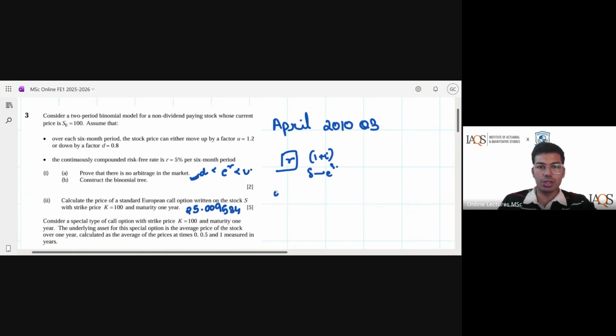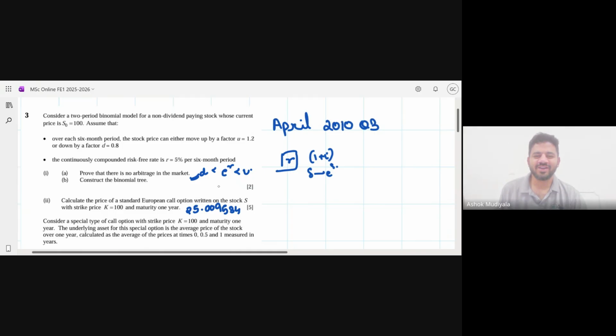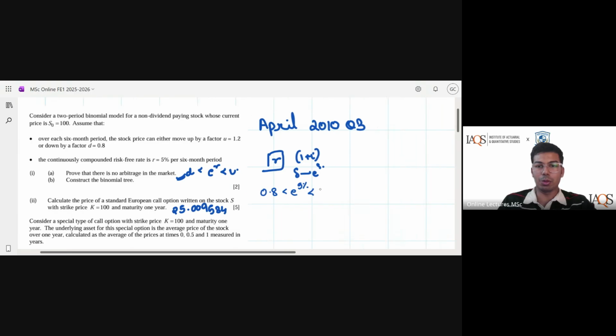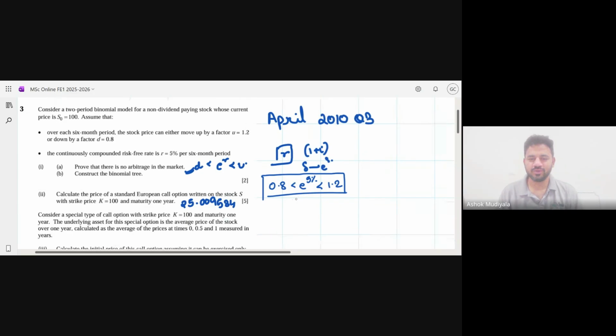Alright, so it was ideally 0.8. Simply we can calculate e power r and prove it, right? Because for u and d we have values. Exactly. So e raised to 5% is less than 1.2. And this ideally will be true itself because they've written e power r is 1.05127 something.